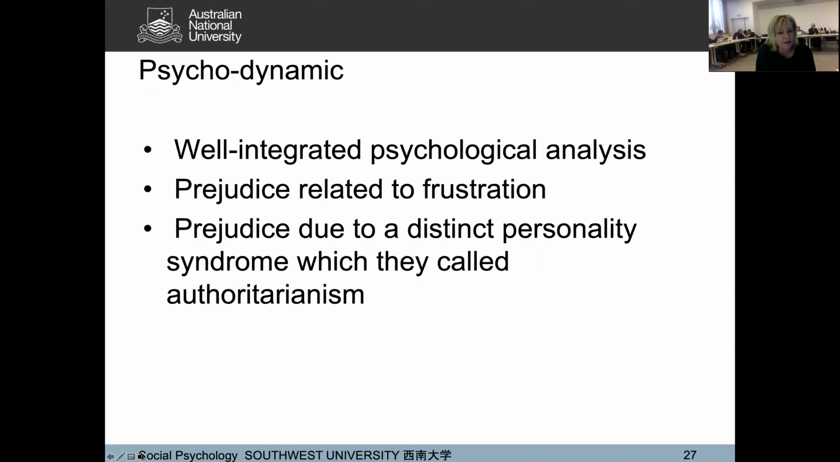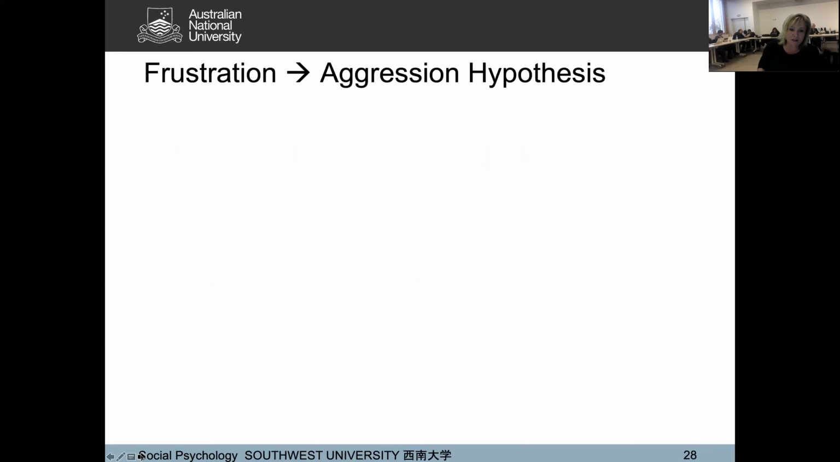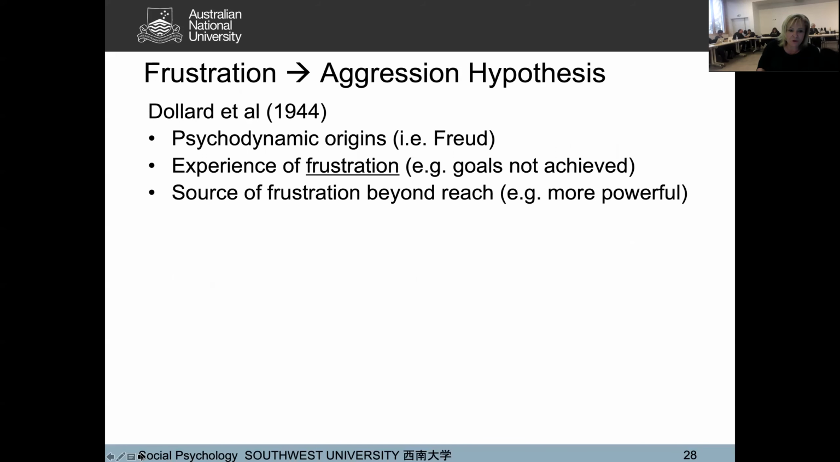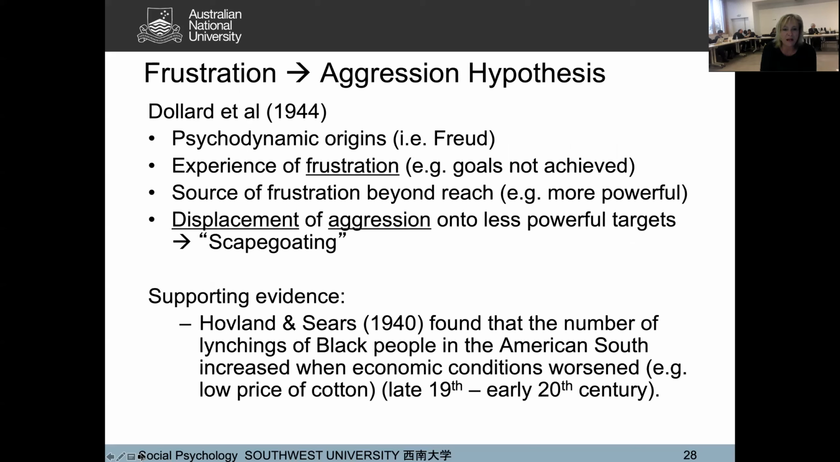The psychodynamic approach sees prejudice as being related to frustration and to a distinct personality syndrome, which they called authoritarianism. And that's where we feed into more of the personality type account. This model has its origins in the work of Freud, and the argument is that people experience frustration for all kinds of reasons when they can't achieve their goals.